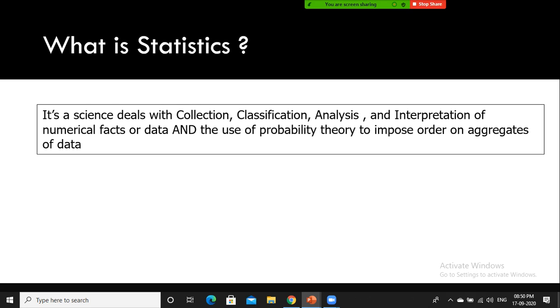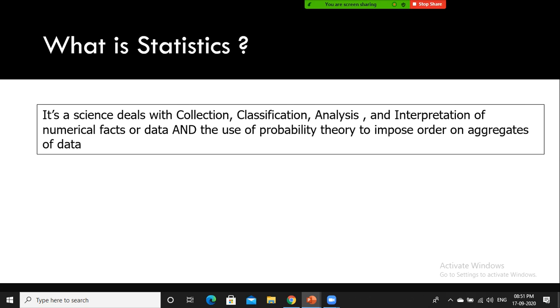Okay, so what is statistics? It is a science, and it is a branch of mathematics. It deals with collecting, classifying the data, analyzing the data, and interpreting the numerical facts. And with the use of probability theory, we will predict the future also. In statistics, we have something called probability, using which you can make a prediction.